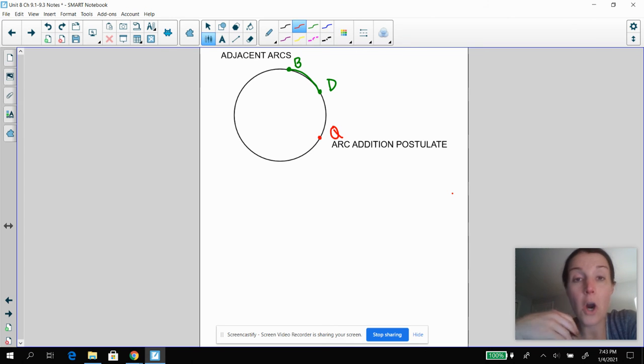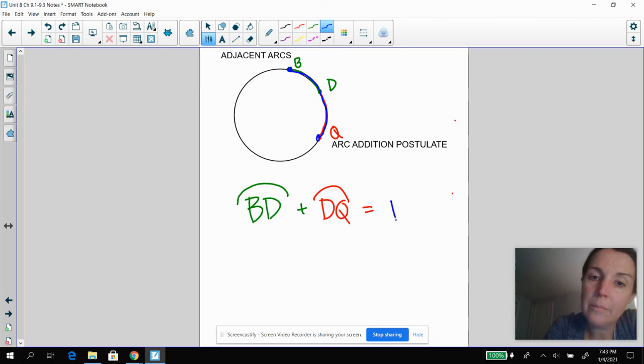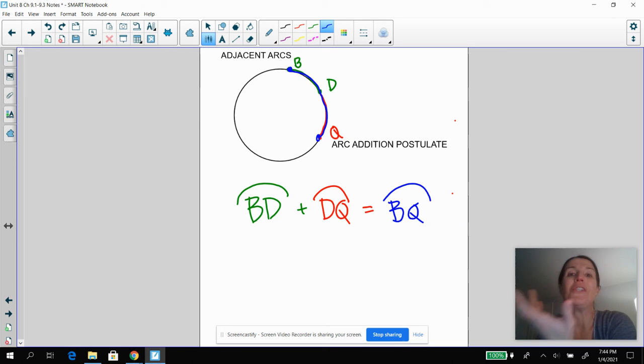The arc addition postulate is just like the angle addition postulate. I know that arc BD plus arc DQ is equal to the larger arc PQ. Cool? And so, which makes sense, right? These smaller pieces add up to a larger one. And this isn't a proofs unit, so you're not going to be using this in a two-column proof. But this concept is important.